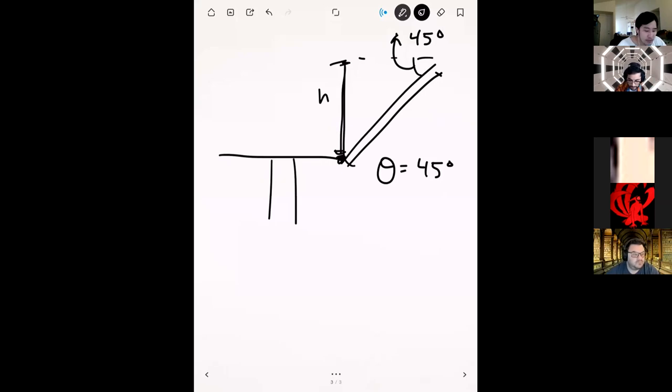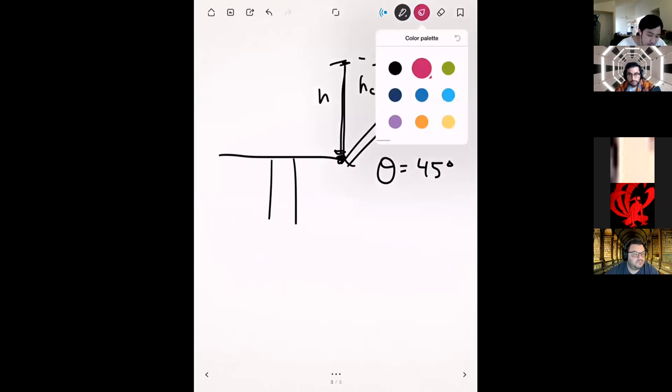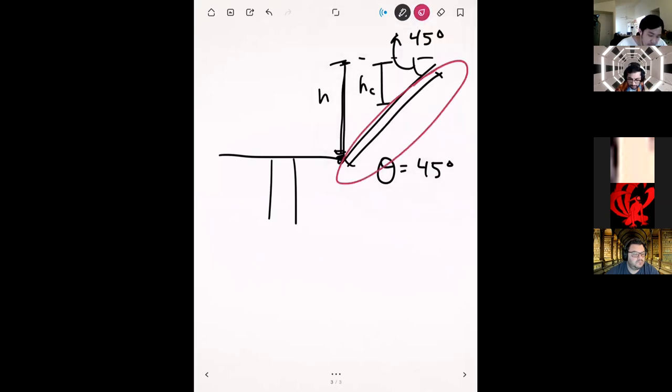When you're solving for the magnitude of the pressure force, you would take this depth right here. So that's the vertical depth, the height of the centroid. But when you're solving for the location of the force, you're going to use this length right here, because remember, the location of the hydrostatic force is given in terms of y, not h.